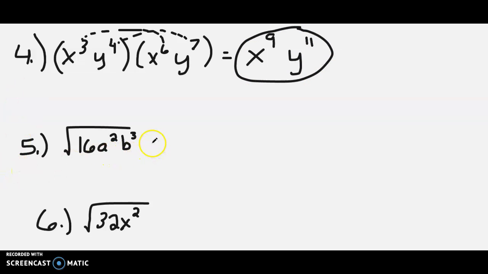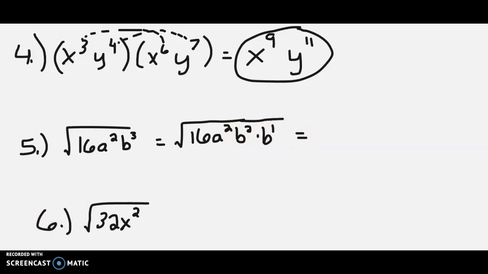Alright, then we got number 5. Number 5, we start simplifying radicals. Now, when you simplify radicals, you want one of the factors to be a perfect square, and you want even exponents. Okay, so I'm just going to rewrite number 5 here for just a minute. 16 is a perfect square. We're good there. A squared, even exponent. But notice b to the 3rd. I'm going to rewrite it as b to the 2nd times b to the 1st. Basically, if it's an odd exponent, I just lower it by 1 and have an extra 1 out here.